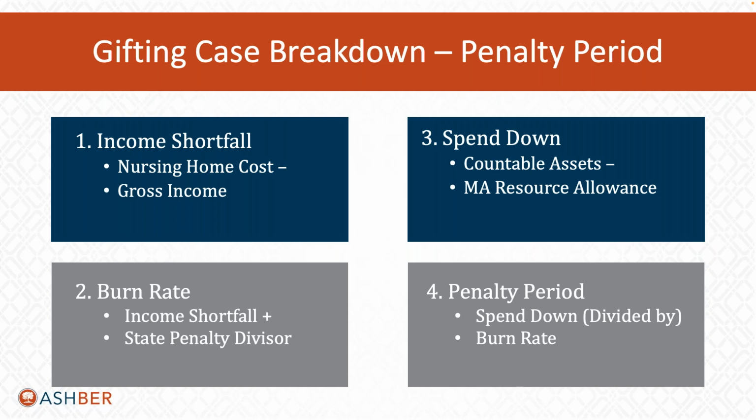Calculating the spend down is more straightforward: just take the countable assets and subtract the Medicaid applicant's resource allowance. Then step 4 is establishing the penalty period, which is simply taking the spend down figure from step 3 and dividing it by the burn rate established in step 2. And after that, the burn rate's gone. Don't have to worry about that anymore.